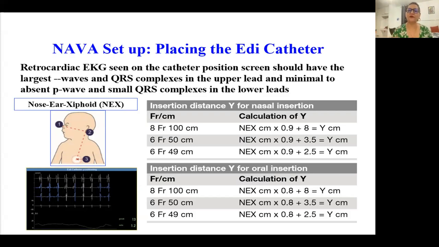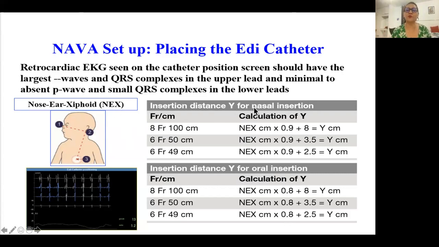How do you calculate the size to begin with? You measure from the nose to the ear and to the xiphoid. So that is nose, ear, xiphoid, which we call NEX. This is the measurement you take. Then, depending on whether you are putting it through the nasal or the oral route, the size is going to be different. And depending on which French catheter and what size you are using, the length would be different.